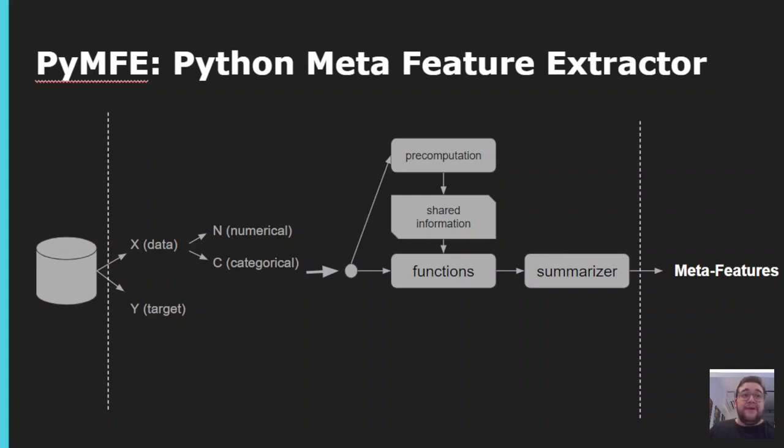Then, the basic functions to generate meta-features are applied to the data using the pre-computed information. Finally, the output of the functions is summarized, for example, by mean, variance, and histogram. So after the summarization, we have the meta-features ready to be used.